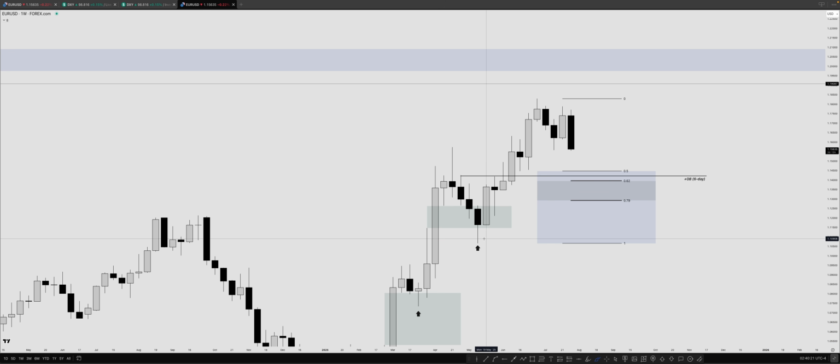But in this case, what we have is a very clear bullish dealing range right here, clear discount, bullish higher time frame PD arrays aligning inside of it. What we have is an OTE zone right here as well. So that's where we will look for price to retrace into.